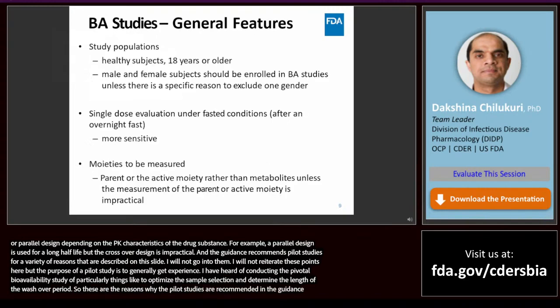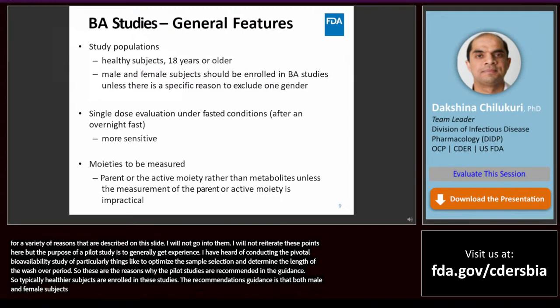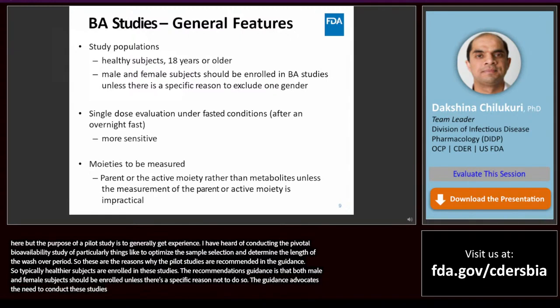So typically healthy adult subjects are enrolled in these studies. The guidance recommends that both male and female subjects should be enrolled unless there is a specific reason not to do so. The guidance continues to advocate the need to conduct BA studies under single dose administration under fasted conditions, given that these are more sensitive than multiple dose studies. But there are scenarios where multiple dose studies are warranted.